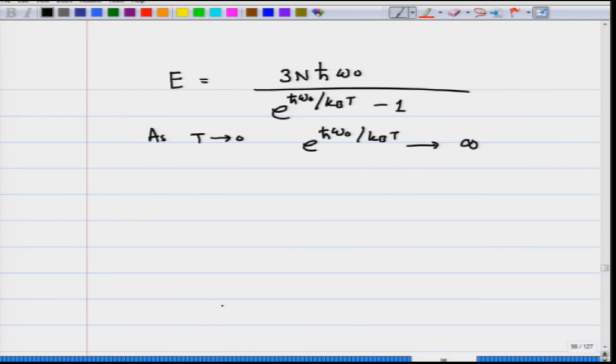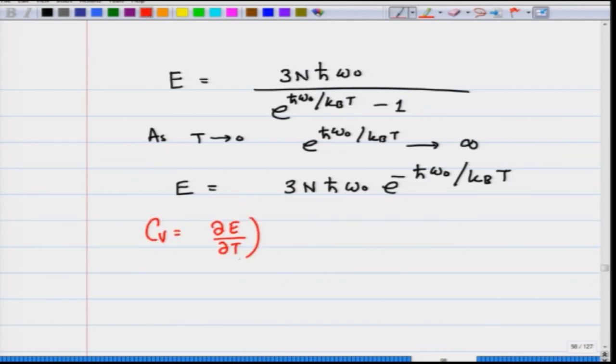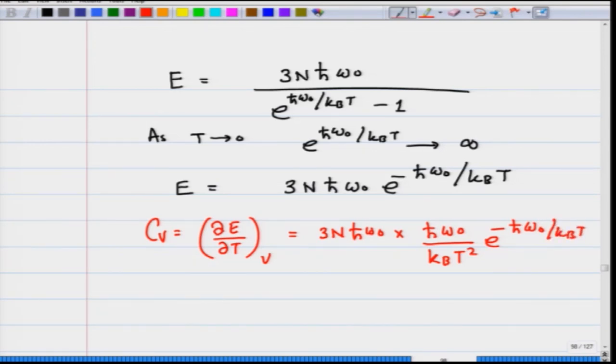It becomes very large. So, I can neglect that 1 and write the total energy E as 3 n h cross omega 0 e raised to minus h cross omega 0 over k b t. And therefore, C v, which is d E d t at constant volume, is going to be equal to 3 n h cross omega 0 times h cross omega 0 over k b t square e raised to minus h cross omega 0 over k b t. So, this is nothing but 3 n h cross omega 0 square over k b t square e raised to minus h cross omega 0 over k b t.